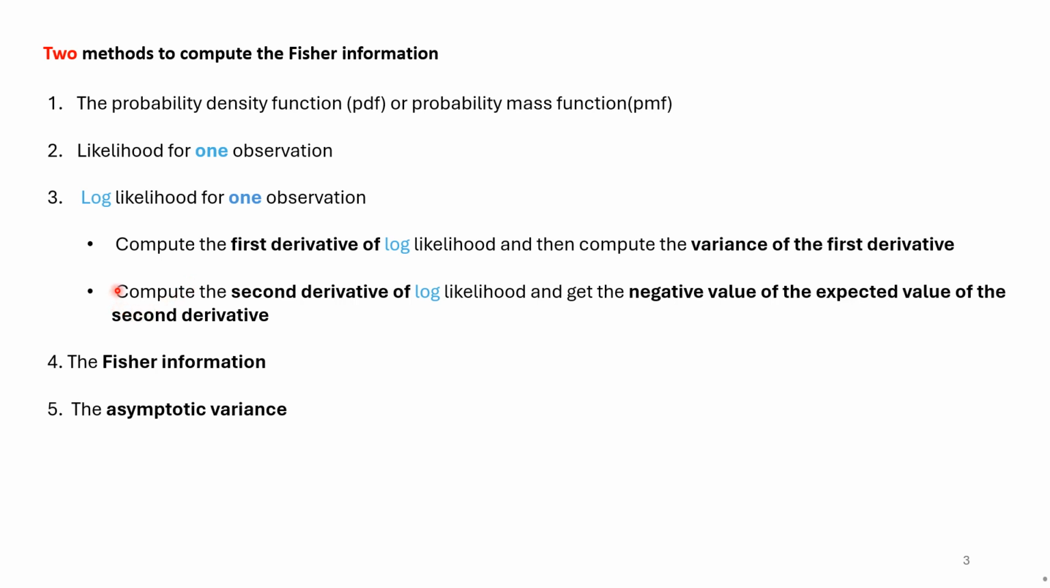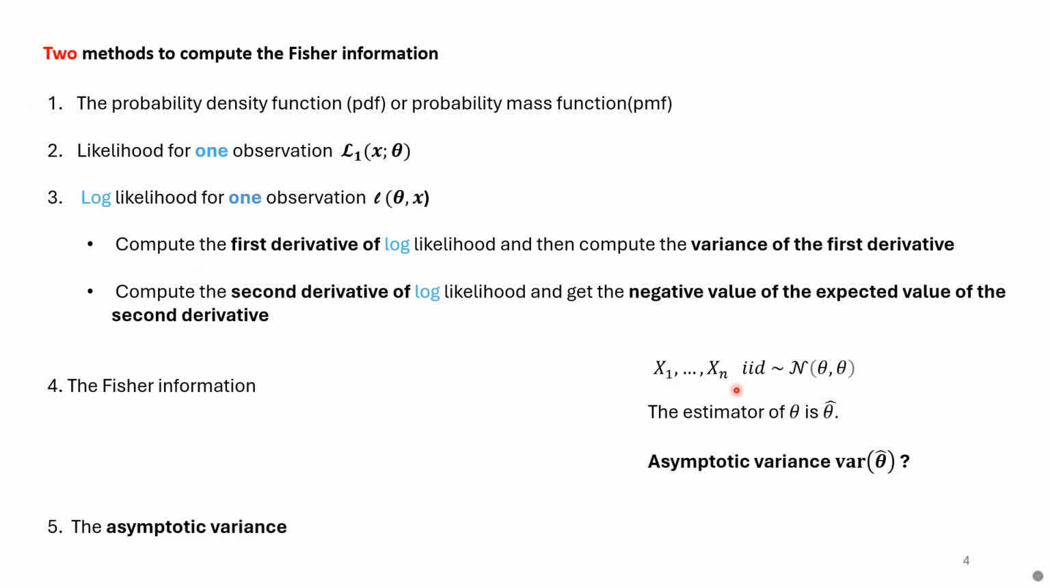The second method is to compute the second derivative of the log likelihood and get the negative value of the expected value of the second derivative. So now from this method or from this method we can get the Fisher information. Finally we can get the asymptotic variance.